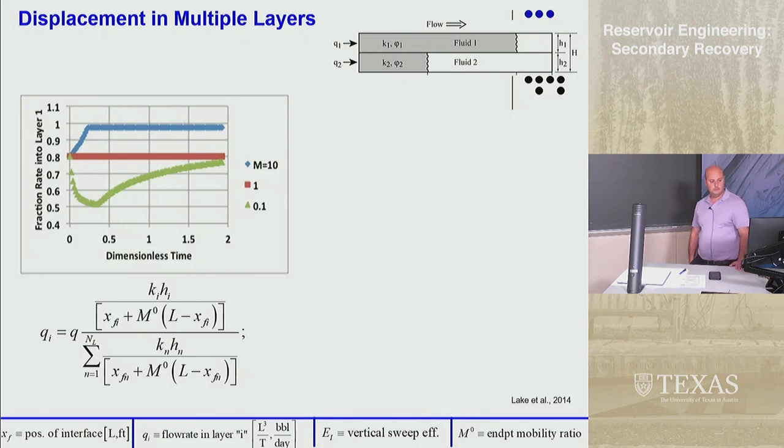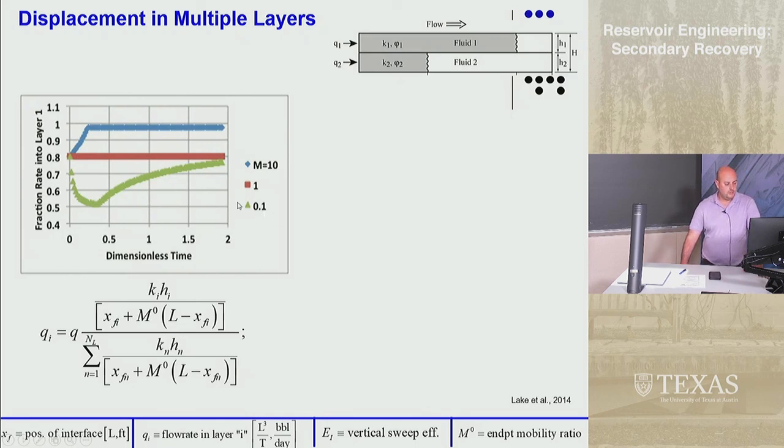This is exactly what we just did, right? So I told you the answer was on here, and I didn't want you to look at that, but this is the fraction of the rate into layer 1. If the mobility ratio is 1, it stays at 80% the whole time. If the mobility ratio is 10, it increases. Once it breaks through, then it just is fairly steady, and that might be 99% or 99.9% of the flow is in layer 1.